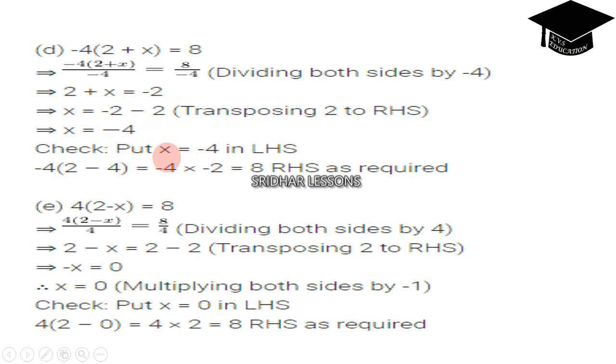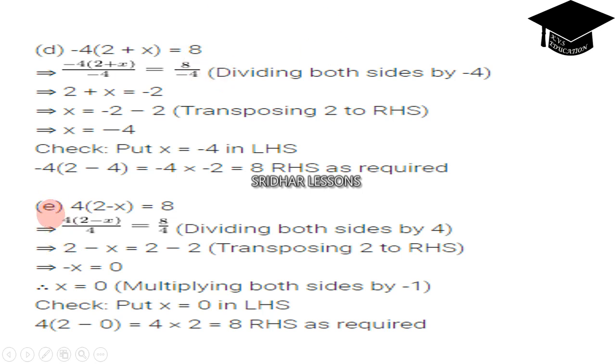So to check, if you want to check, put x value as minus 4 in the left hand side. Minus 4 of 2 minus 4. That is minus 4 into minus 2. Minus into minus becomes plus. 4 into 2 is equals to 8. This is equal to right hand side. Okay.